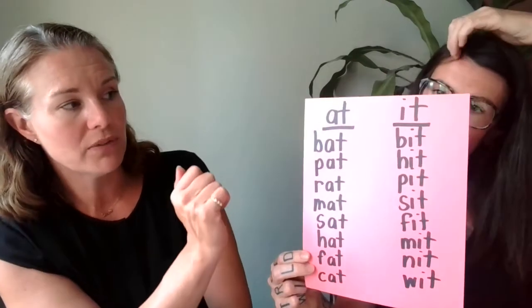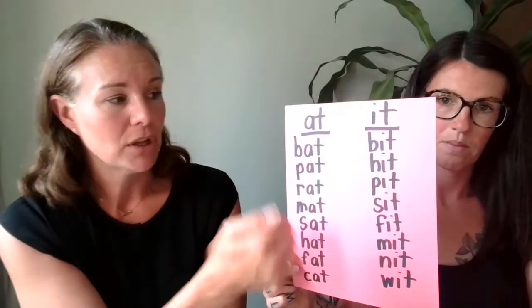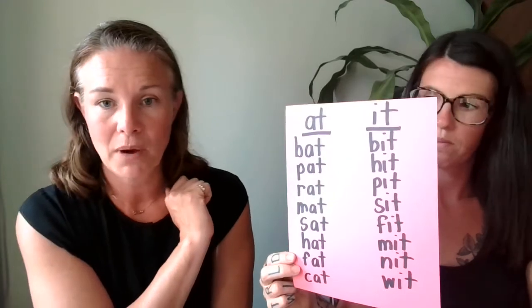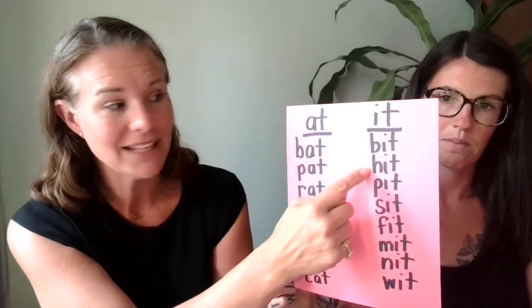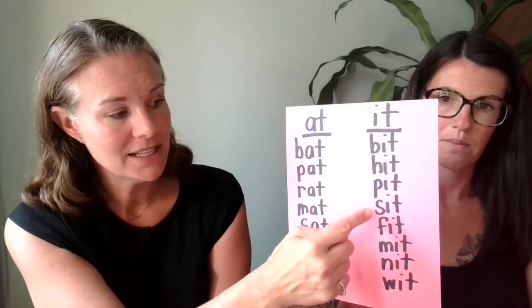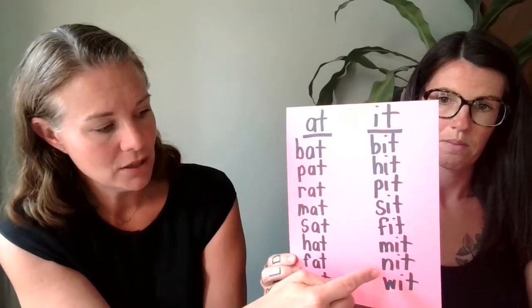So then we're going to move on to another rhyming pattern, and that's "it." A lot of different words can be made with the rhyming sound "it." For example: bit, hit, pit, sit, fit, mit, knit, and wit.